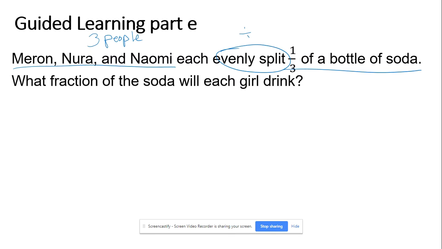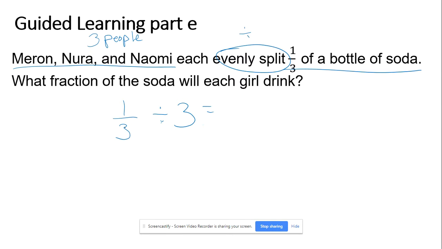And so now we need to think, are we splitting up the people or are we splitting up the bottle of soda? Well, we're going to split up this bottle of soda. We're starting with 1/3 of the bottle of soda. So even though the 3 girls were listed first, we're splitting up the bottle of soda, so we need to put 1/3 first in our division problem. We're going to divide by 3.